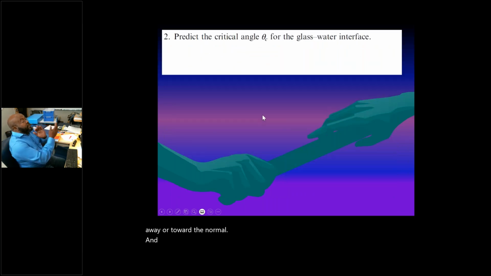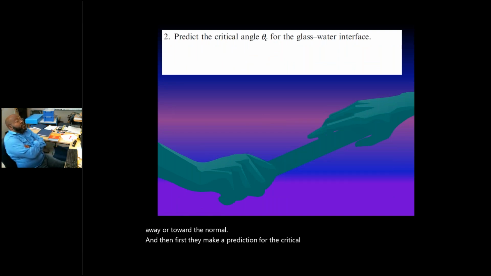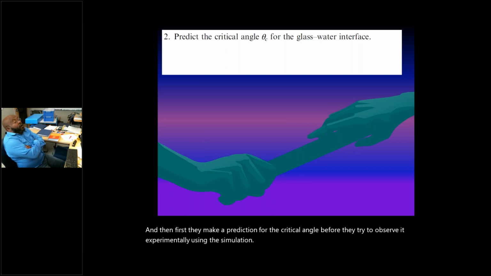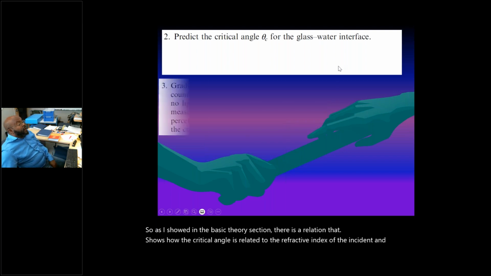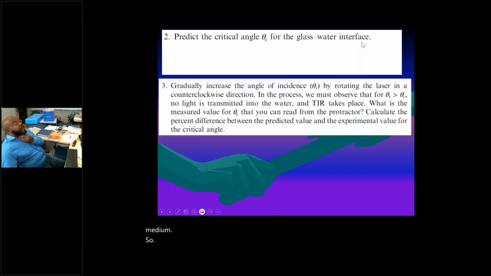And then first they make a prediction for the critical angle before they try to observe it experimentally using the simulation. So as I showed in the basic theory section, there is a relation that shows how the critical angle is related to the refractive index of the incident and transmitting medium. So based on that, they make a prediction.